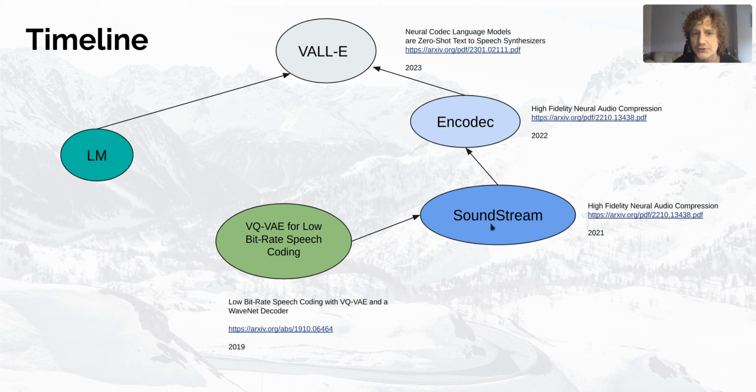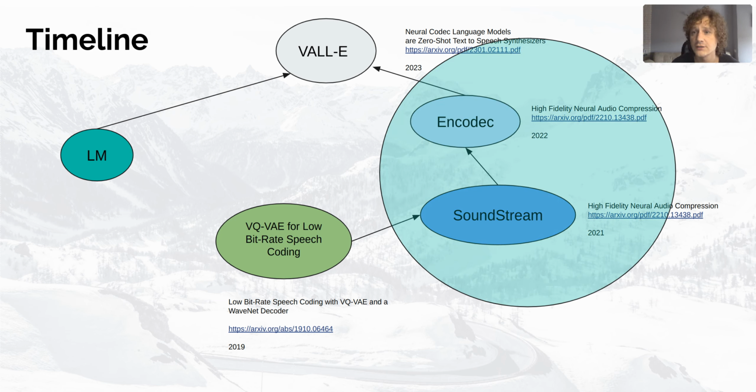And actually SoundStream, what they've done, they improved this paper where people used a vector quantized variational encoder for low bitrate speech coding. All links are here, and the presentation will be linked in the video below. More precisely, we'll talk about these two papers, EnCodec and SoundStream.